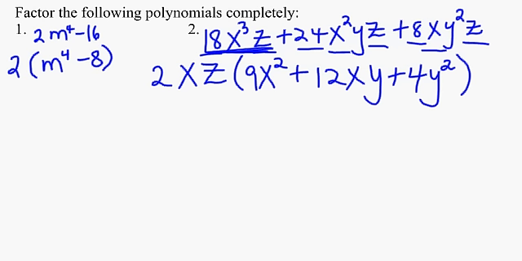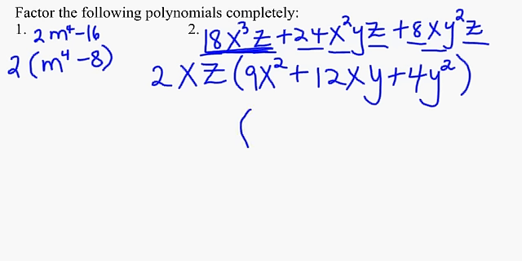So the first thing I want to check for on a 3-term polynomial is, is it a perfect square trinomial? And so we're going to check for that pattern. The first term, 9x squared, is a perfect square. Its square root is 3x. The last term is a perfect square. Its square root is 2y. So I multiply those two roots. 3x times 2y is 6xy. Multiply that by 2 and I get 12xy. So this is a perfect square trinomial.